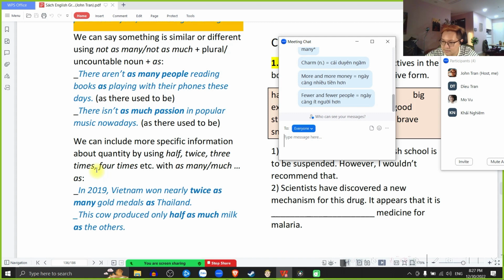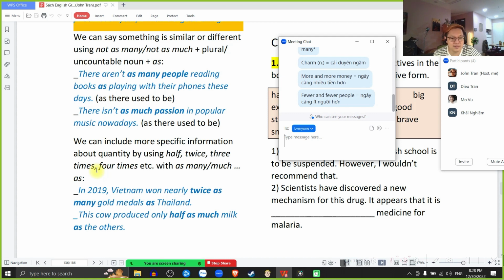We can include more specific information about quantity by using half, twice, 3 times, 4 times, with as many, as much. In 2019, Vietnam won nearly twice as many gold medals as Thailand. Okay. Vietnam won nearly twice as many gold medals as Thailand.